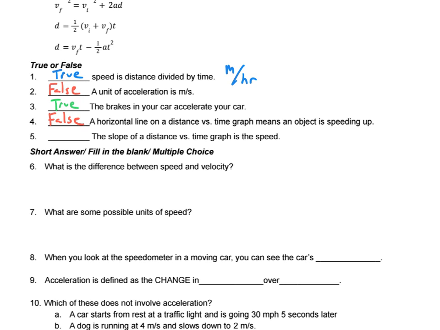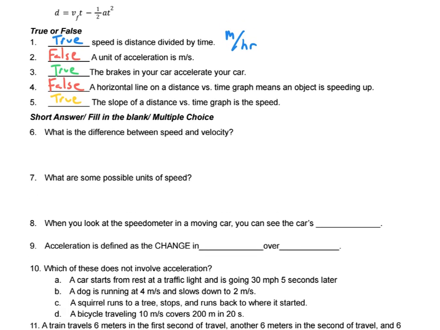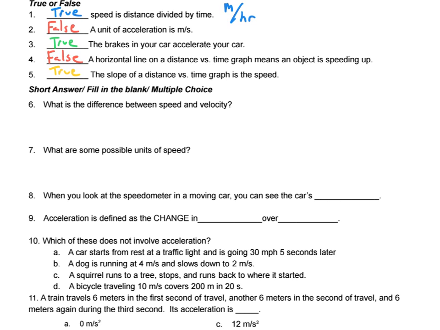moving at all. The slope of a distance versus time graph is the speed. That is going to be true. The one thing is that we want to stop saying speed and start saying velocity, because slopes can be positive and negative, while speed is generally regarded as only positive. So if you wanted to argue that one being false because it should say velocity, I would accept it, but for all intents and purposes, this is a true statement.